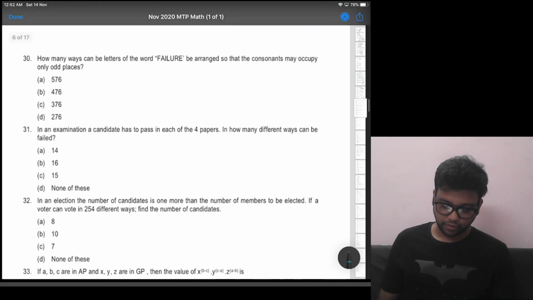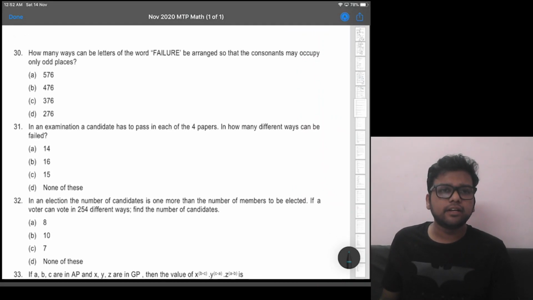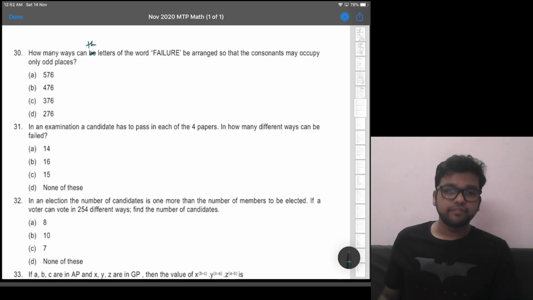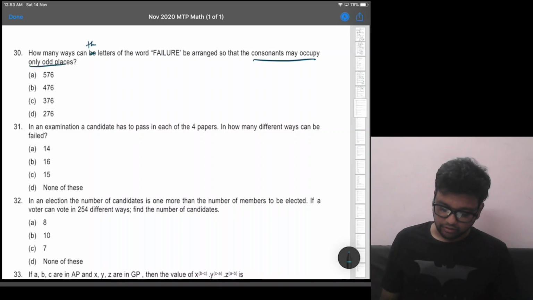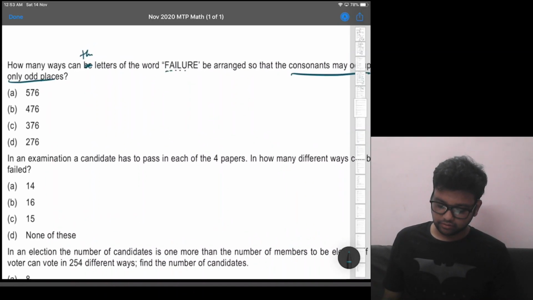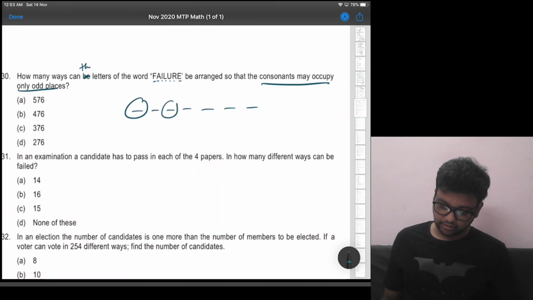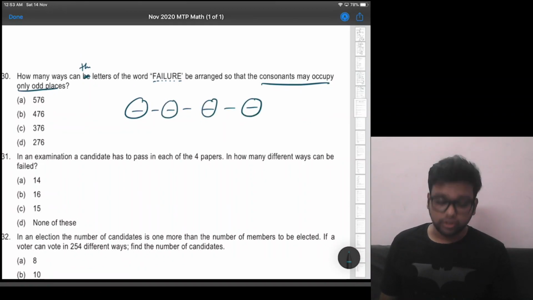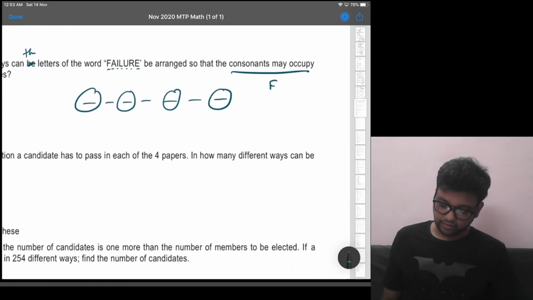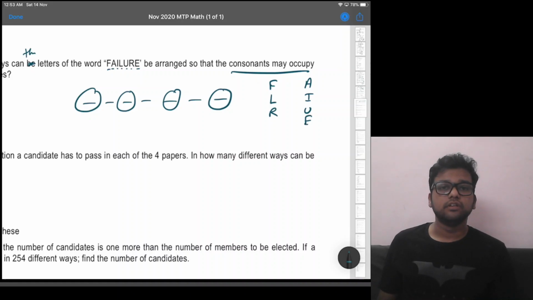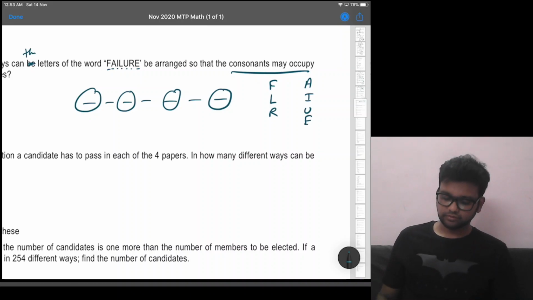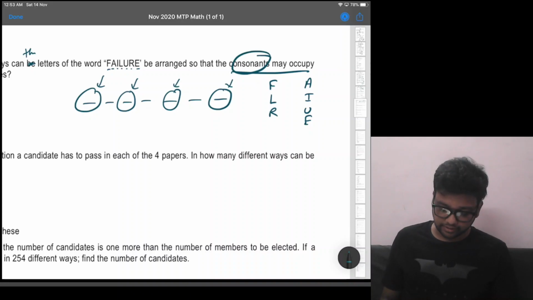Next, 30. How many ways can the letters of the word FAILURE be arranged so that consonants may occupy only odd places? This is a question from the module itself. FAILURE has how many letters first of all? 7. F-A-I-L-U-R-E. Odd places means this, this, this, this. There are only 3 consonants, F, L, R, and 4 vowels, A, I, U, E. So we have 4 places and on them we have to occupy 3 consonants. So that will be 4P3.